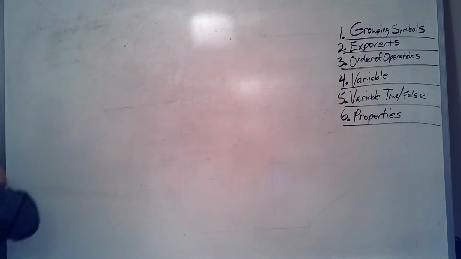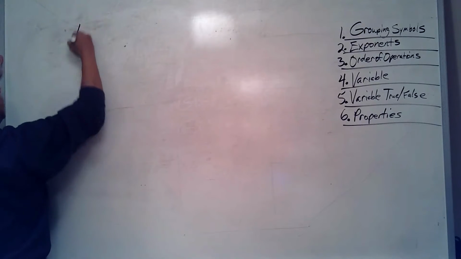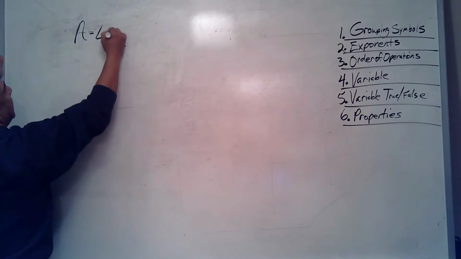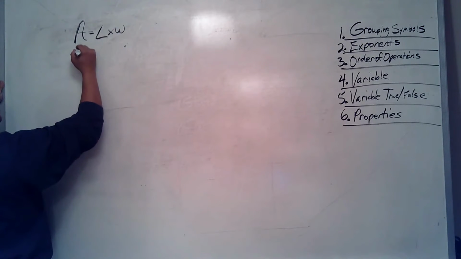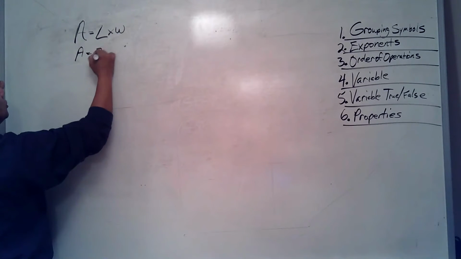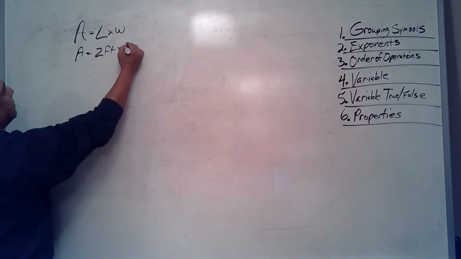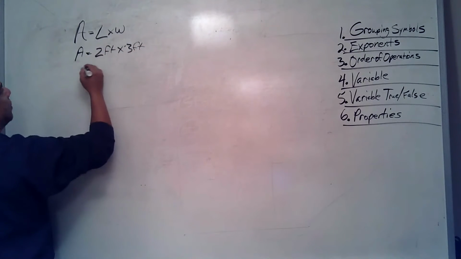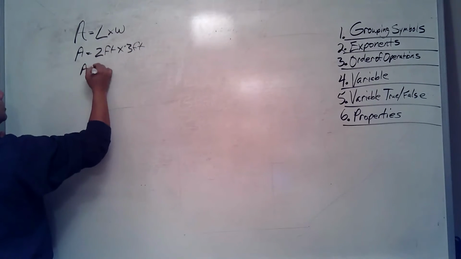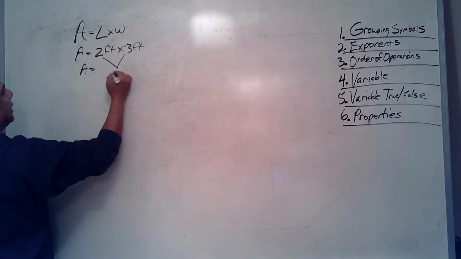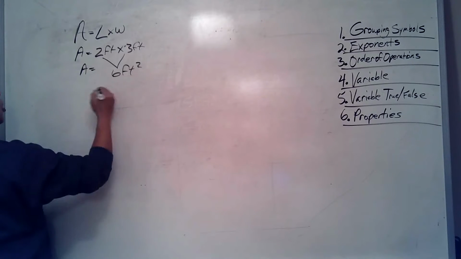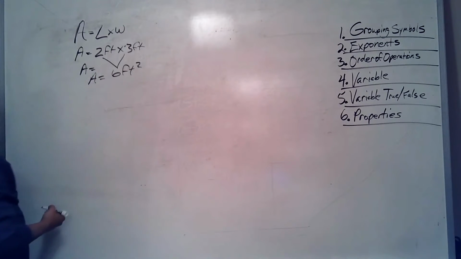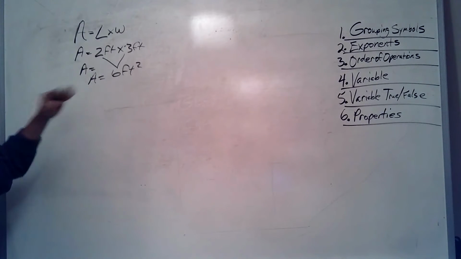Okay, because I told you a while back, I said area is equal to length times width. So if I said area is equal to 2 feet times 3 feet, that would give me area is equal to 2 times 3 is 6, and that would give me ft to the itty bitty 2, and that's called square. So my answer would be 6 square feet.